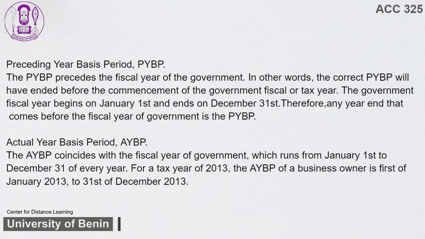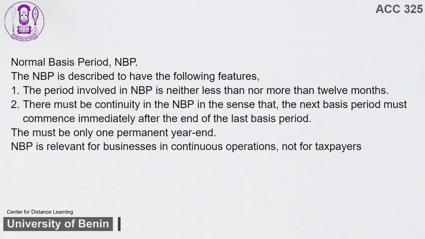Actual year basis period, AYBP. The AYBP coincides with the fiscal year of government, which runs from January 1st to December 31st of every year. For the tax year of 2013, the AYBP of a business owner is 1st of January 2013, to the 31st of December 2013.